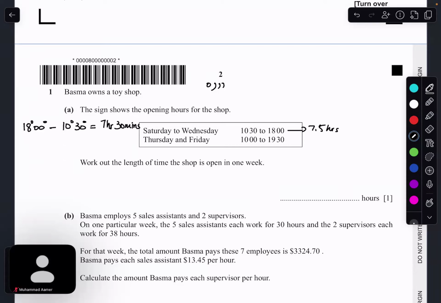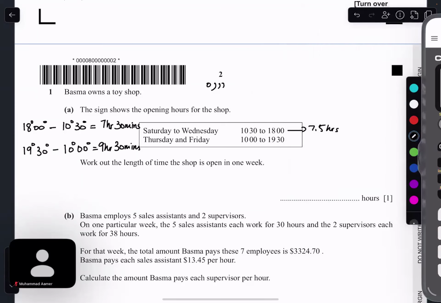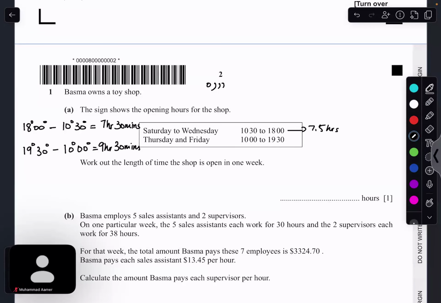And let's do the same. You should be doing 19:30 minus 10:00. Okay. And let's see what do we get for that. 19:30 minus 10. It should be 9 hours, 30 minutes, but still we are doing it. 9 hours, 30 minutes. Okay. So from Thursday to Friday, the opening hours for the shop will be 9.5 hours long.